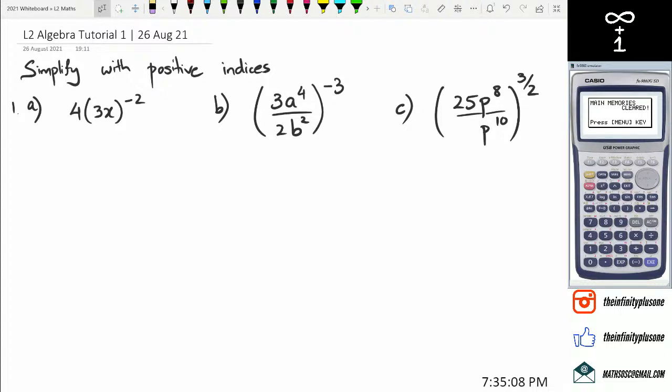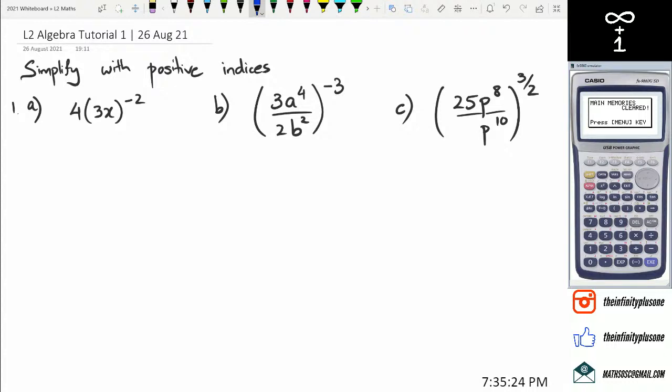Okay, so at 7:35, let's get through these questions, all right? The first question here is 3x to the power of -2. Now, some people, when they see the negative power, go, okay, straight away move everything to the denominator.